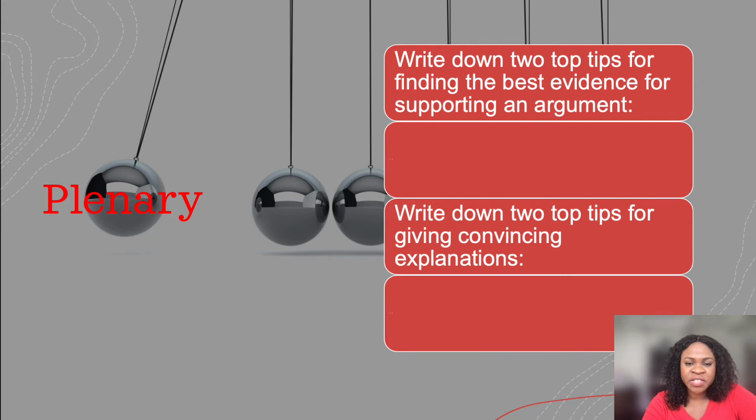So moving forward to the last thing that I'd like you to do, of course, with that pen and paper that you still have, write down 2 top tips for finding the best evidence for supporting an argument. What have you learned from what I just said? And then write down 2 top tips for giving convincing explanations. So basically, what you're going to do is to tell me, from what I've told you, the best tips for finding the best evidence.